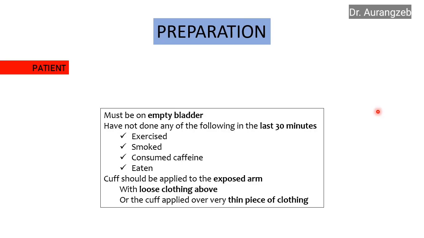How to prepare the patient? The patient must have an empty bladder and have not done any of the following in the last 30 minutes before blood pressure measurements. He shouldn't have done any exercise, shouldn't have smoked, shouldn't have consumed caffeine or eaten. And the cuff should be applied to the exposed arm with loose clothing above, or the cuff applied over a very thin piece of clothing.